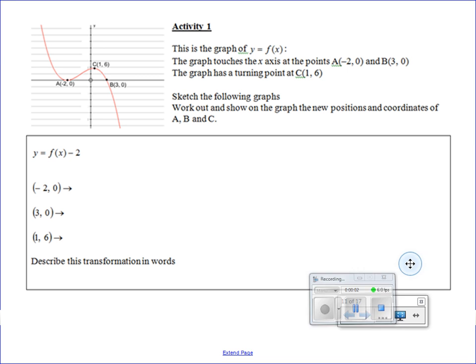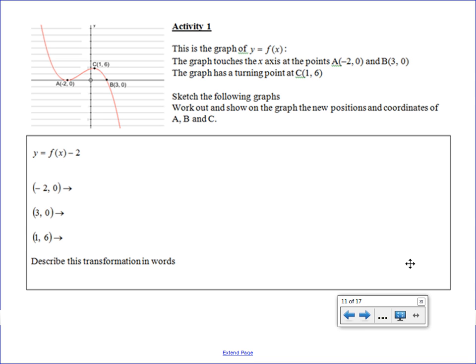Right, activity 1. So we're going to talk you through the first one, and then you're going to pause the video and work through the rest of the page yourself. So in this activity we've got a graph, and we're given 3 coordinates on the graph, A, B and C, and we are going to transform the graph. Now the one we've got is f of x minus 2.